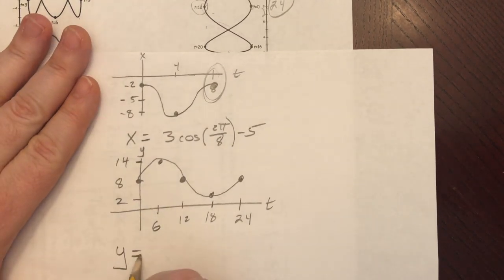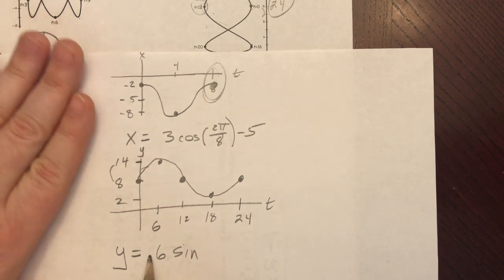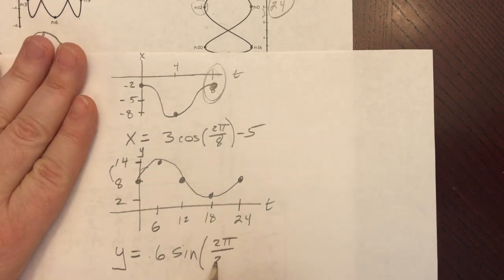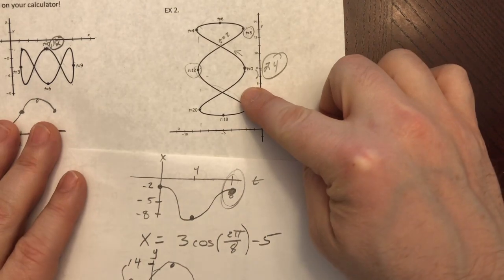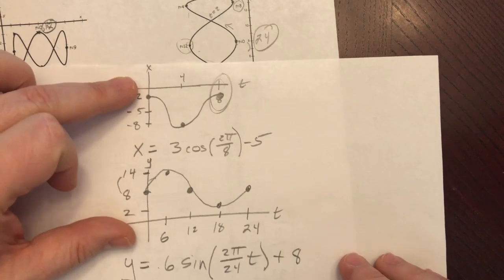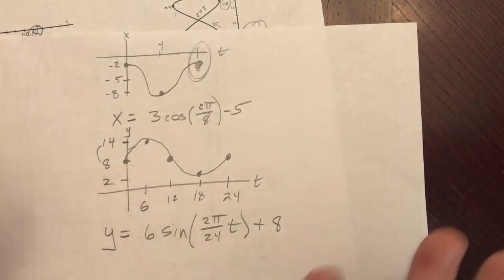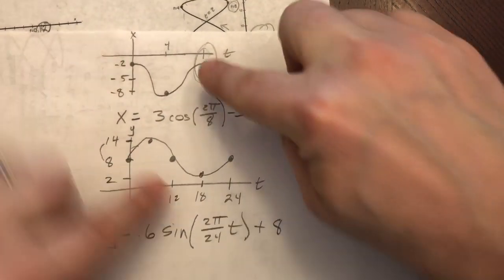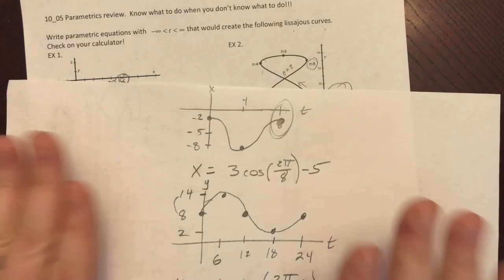So y equals, amplitude is 6. We use sine because we start in the middle on our way uphill, so I don't need a negative. Period is 24, and we had a vertical shift up 8. These look really complicated, and they're called Lissajous. As long as you break it up into an x and a y graph, writing the equations should not be the difficult part. Making sure that you find the periods is usually where students struggle the most. I hope that helped. Good luck.